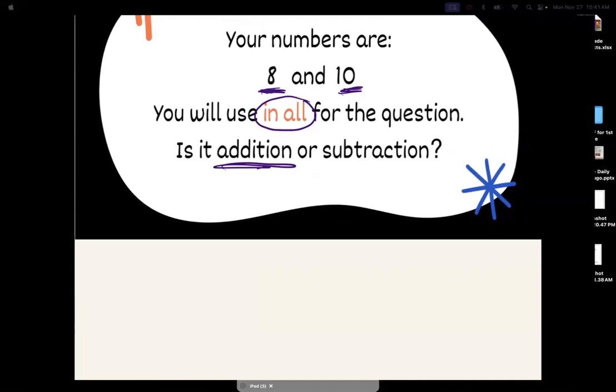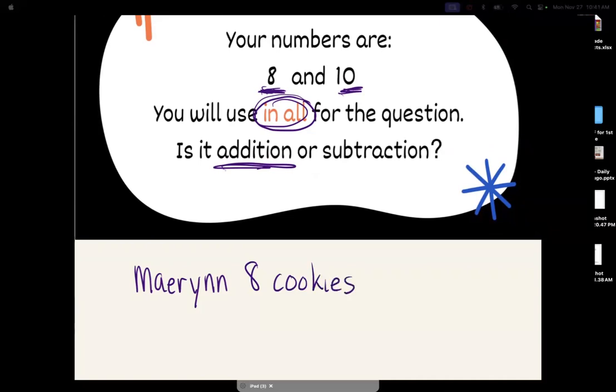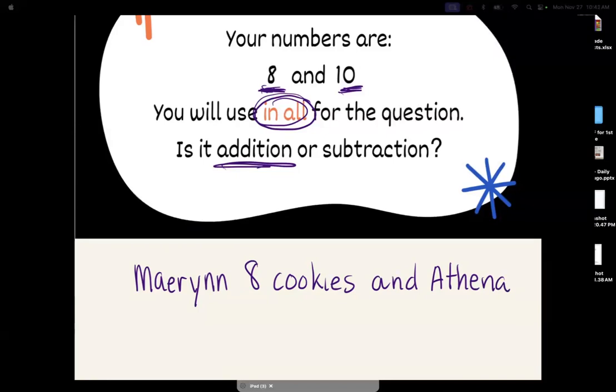I think I want to say it out loud. You can say it with words. Because if you're using addition, Mayrin, let's do it together. Mayrin, you have 8 cookies. Well, you have to add them up. And then we'll say Athena and Rayanna. He has 8 cookies.